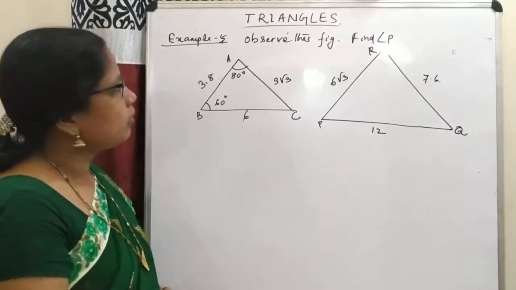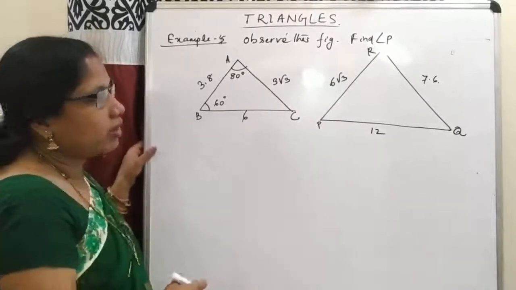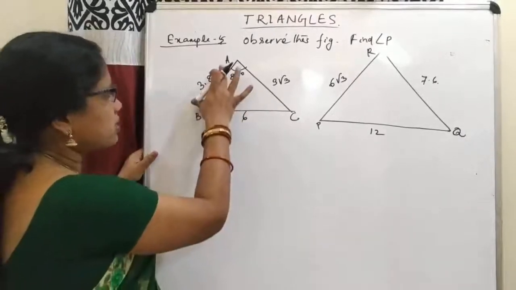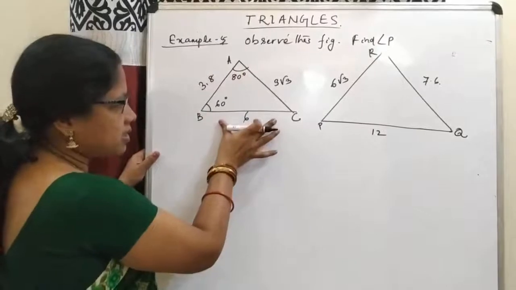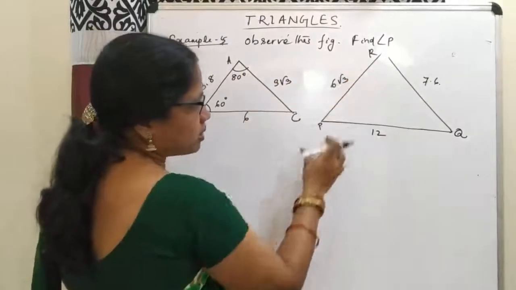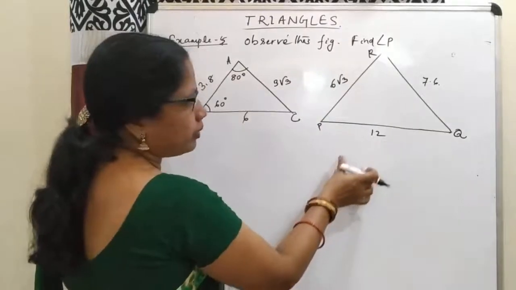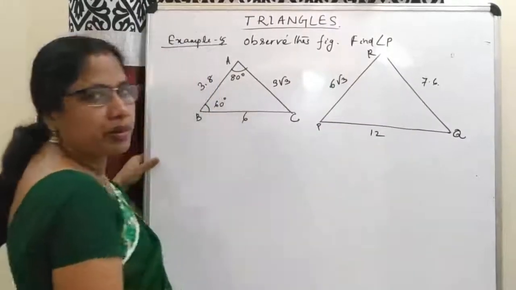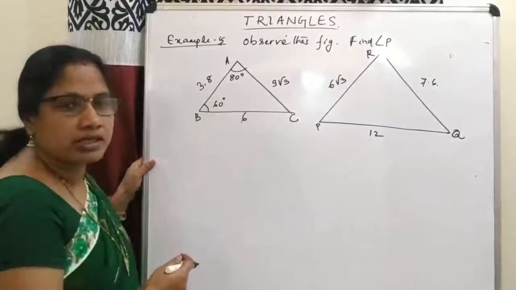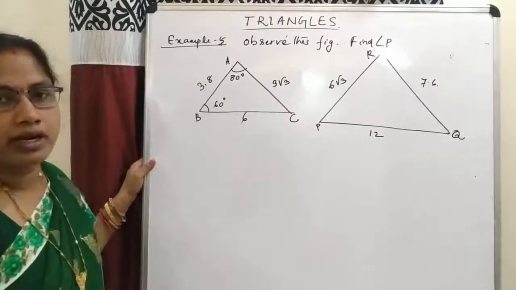Next example, observe this figure and find angle P. Here AB is 3.8 units, BC is 6 units, AC is 3√3 units. Here also RP is 6√3 units, PQ is 12 units and RQ is 7.6 units. Angle A is 80 degrees, angle B is 60 degrees. We have to find angle P.